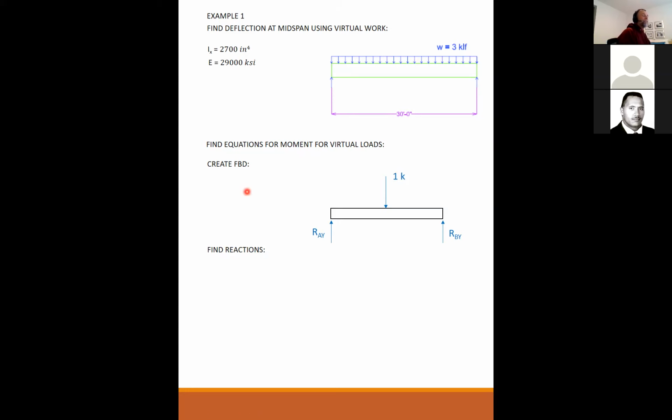Now that I have this, I find my reactions. This should be pretty easy at this point: 1 kip times half the span, 15, divided by R times 30. R is a half kip up. And by inspection, summing the forces in the Y, R_A is also a half kip up. And you would expect that because this is right at midspan.